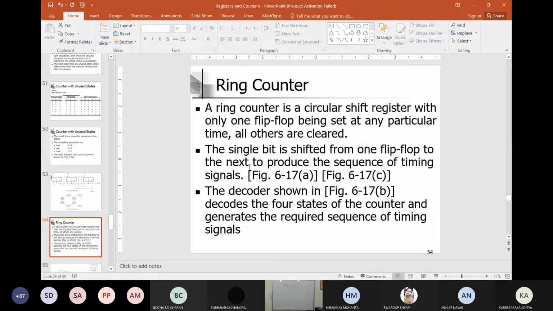Specifically, a register can be used in that. That means we can have a repetition of the values. A ring counter means nothing but a shift register only, and that too is in a circular one. That means what is happening? Check out. If this is a register having some 3 flip-flops, or 4 flip-flops, right? 1, 2, 3, 4.